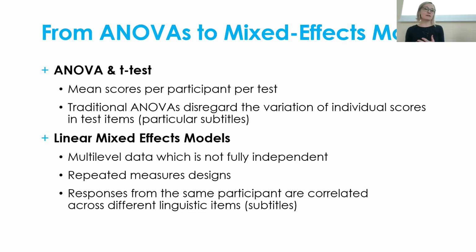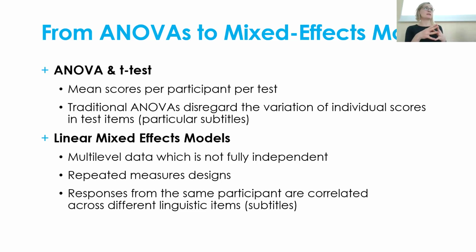So it's not accounted for in an ANOVA because we average it out, so we lose the data, but it can be accounted for in mixed models, especially if we have some repeated measures designs, right? And obviously, the data that we have, be it comprehension or data coming from the reading of subtitles, will be different for different participants, right?